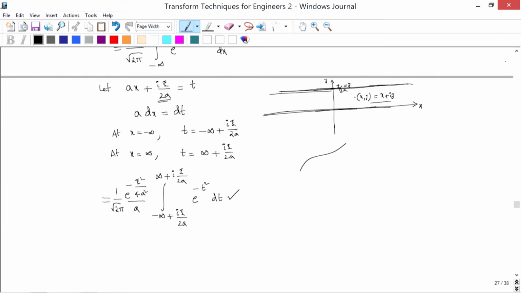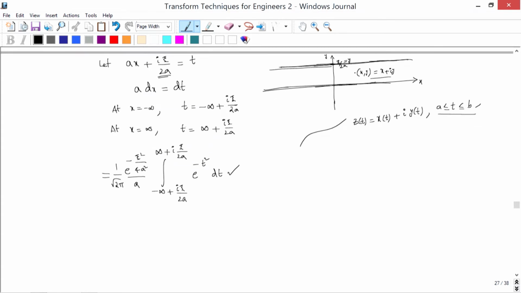What you do is you make any curve which is a parameterization. So z of t is x of t plus i times y of t, where t belongs to some interval a to b. If you parameterize a curve, you fix t equal to a, this is this point, x of a and y of a.